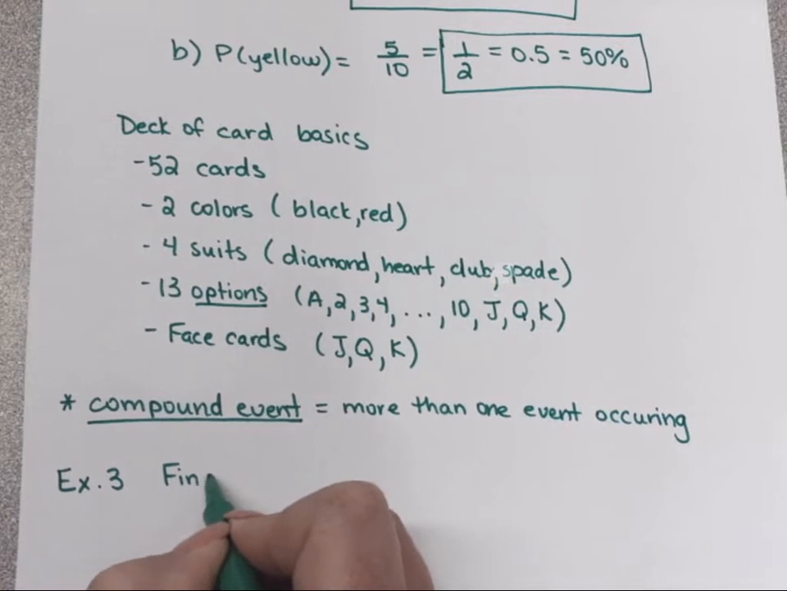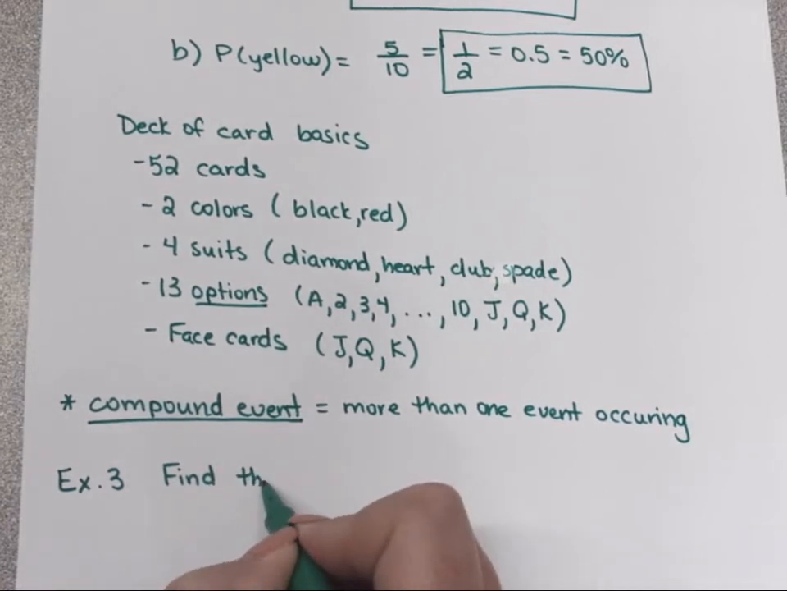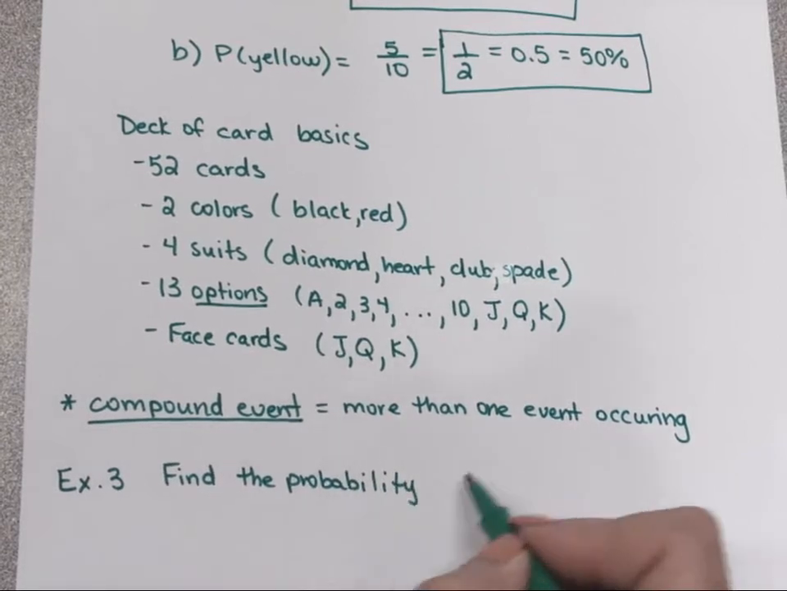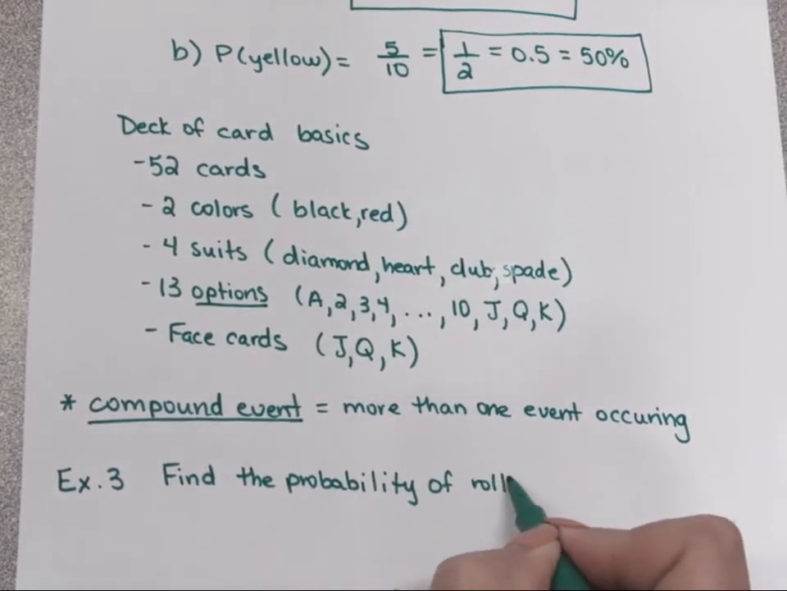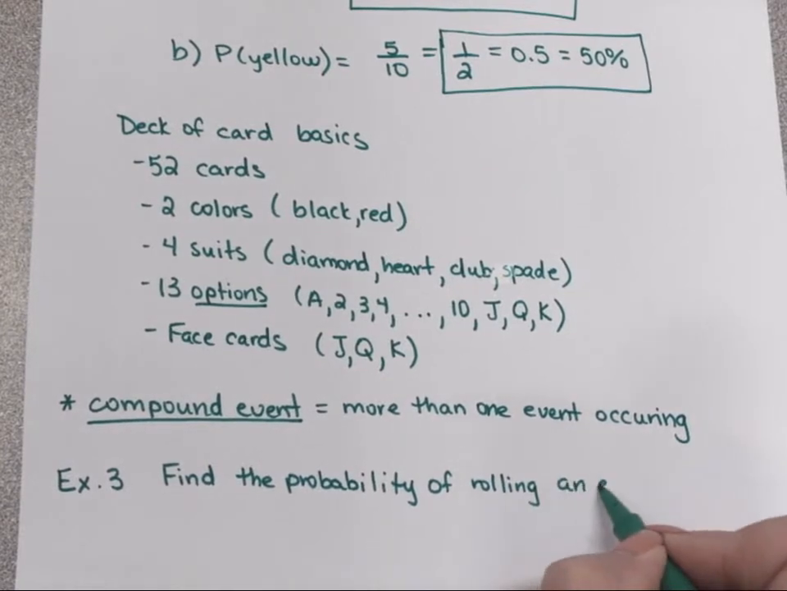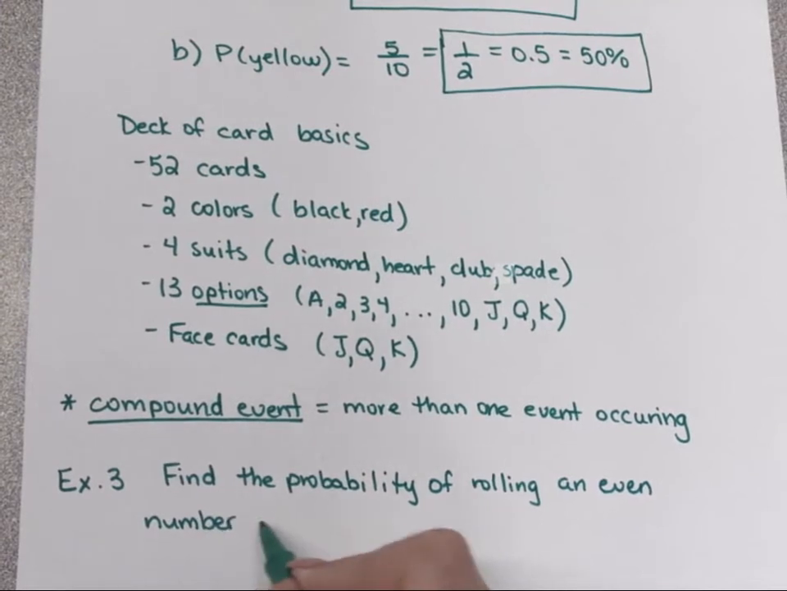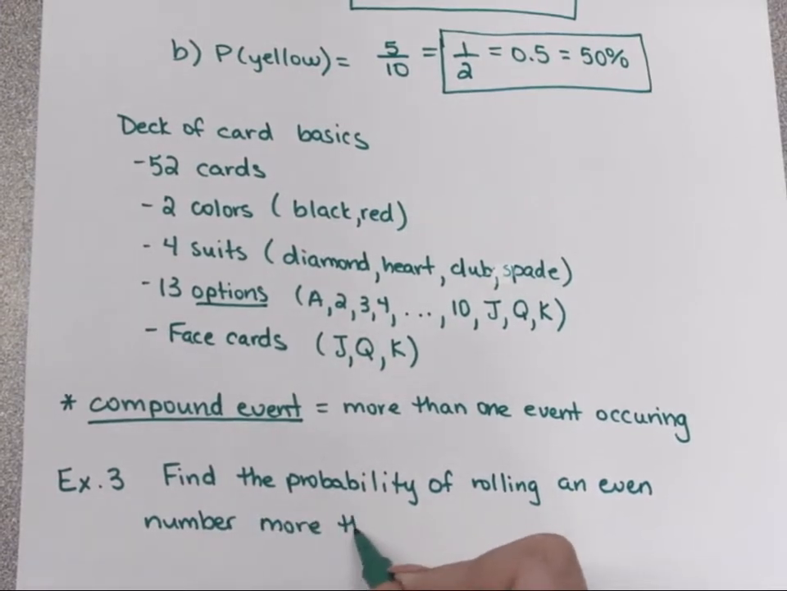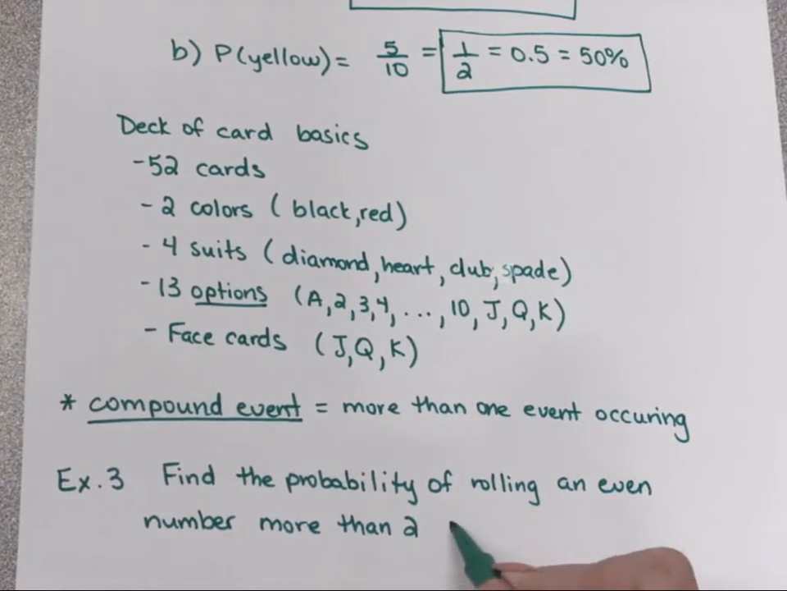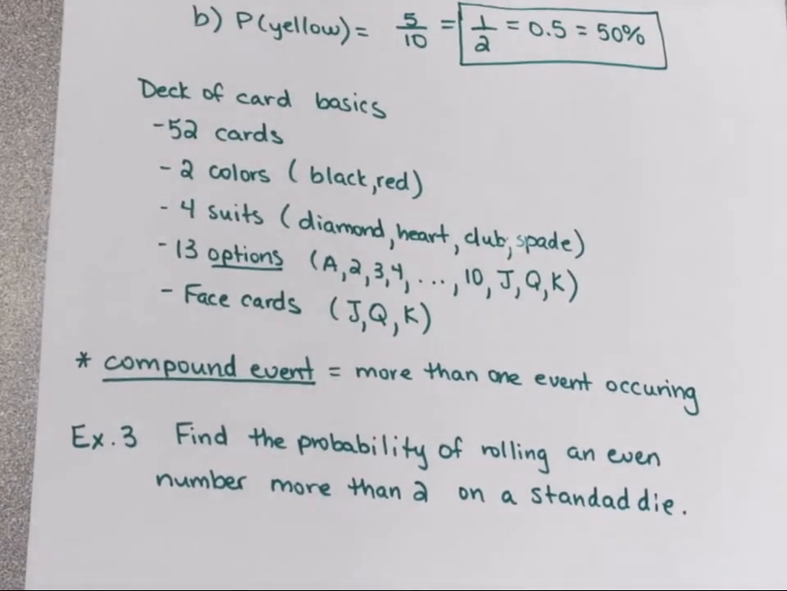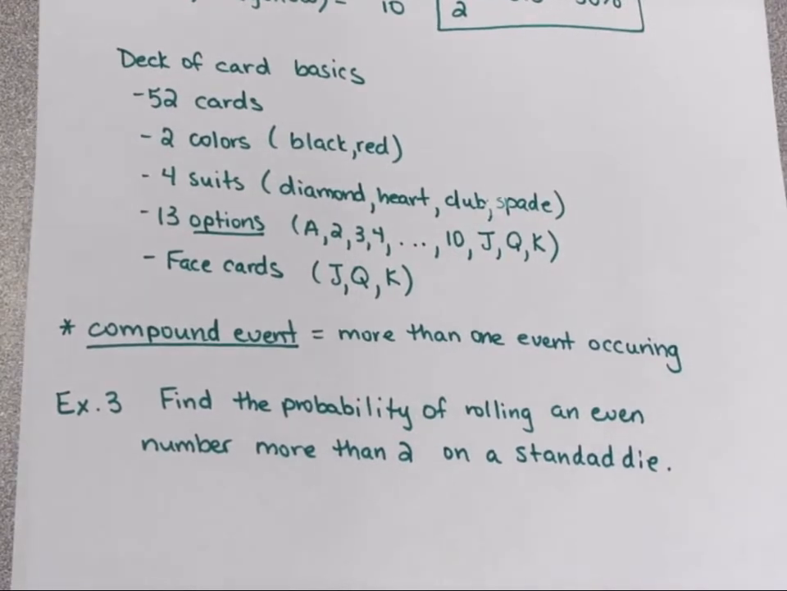So I want you to find the probability of rolling an even number that is more than 2 on a standard die. When I say standard die, what does that mean? How many sides does a standard die have? 6, as opposed to the janky 13-sided dice I asked you about before.